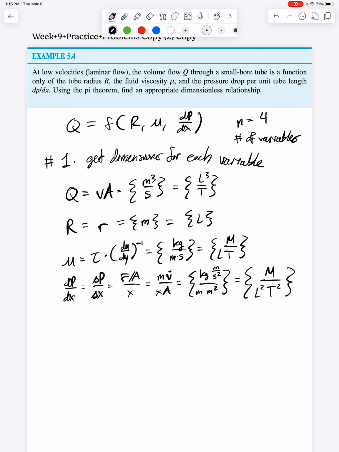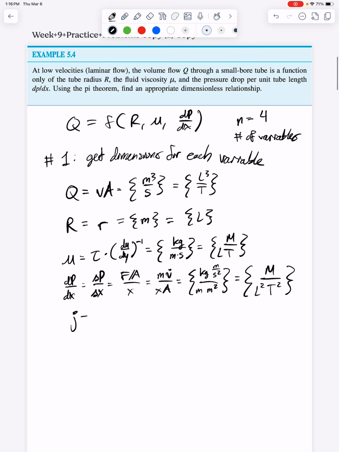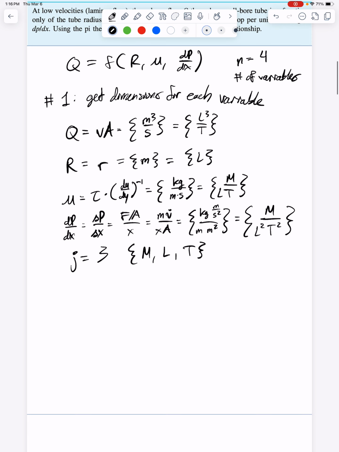So now I have all 4 of my variables written in terms of their dimensions. I said this earlier, but I'll say it again because it's relevant. We have another term called J. J refers to the number of dimensions we're working with. In this case, we're working in 3 dimensions: mass, length, time. There may be some problems where temperature is involved, because temperature is separate from these three, and if so, J would be equal to 4. But in most problems in this class, J would only be equal to 3. Mass, length, time. Okay. So in step 2, find our pi groups.